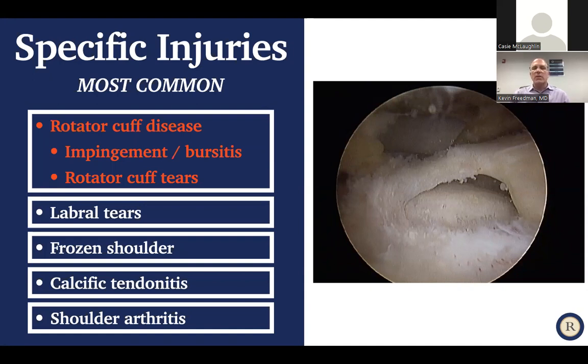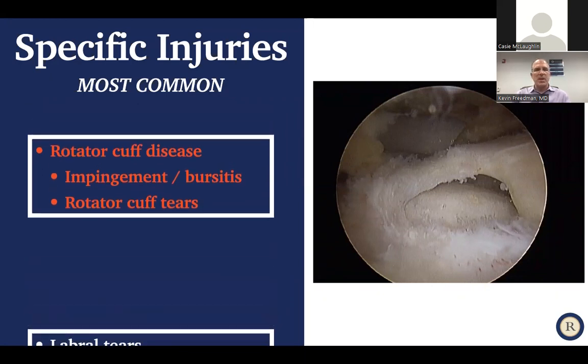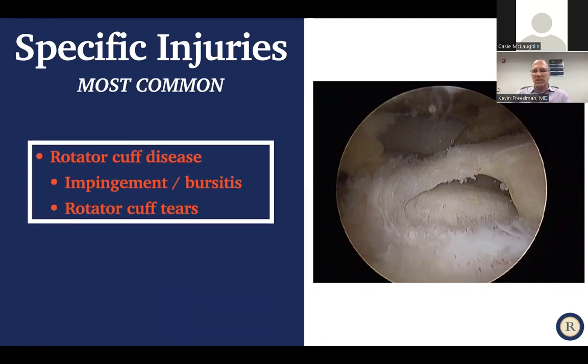So if you're logged on and you have shoulder pain and you're trying to figure out what's going on, it's also possible it could be one of these other things. There's labral tears. There's a frozen shoulder, which is a stiffness. There's something called calcific tendinitis. And then there's also shoulder arthritis that could be causing your pain. But again, we're going to focus mostly on rotator cuff disease today.